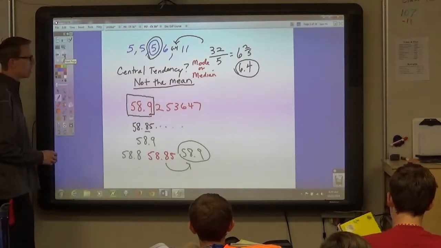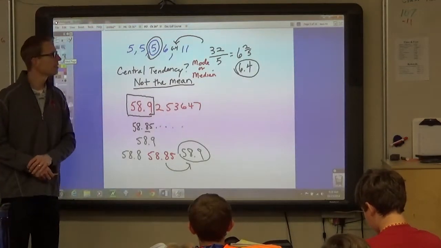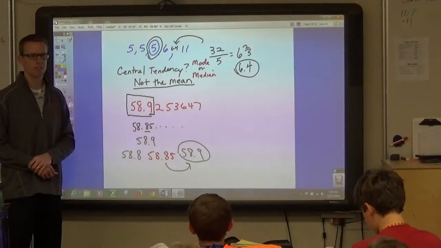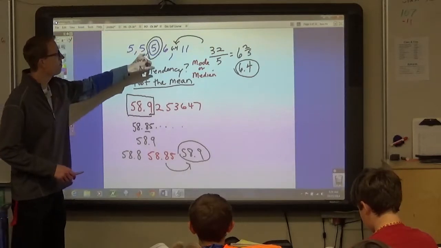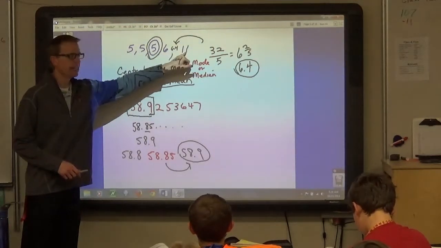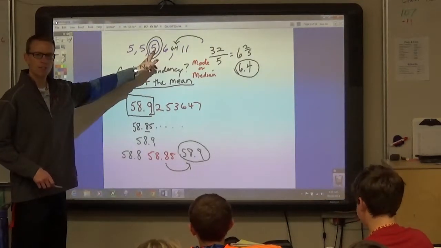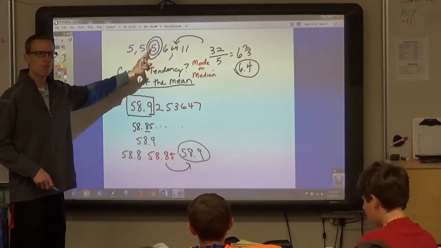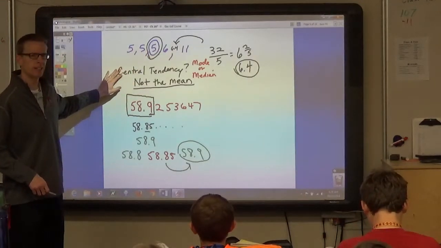Now, you'll see questions like, is the mode the best central tendency? Well, let's look at this set of data here: 5, 5, 5, 6, and 11. The mode is 5, isn't it? Is the mode the best representation of the central tendency?